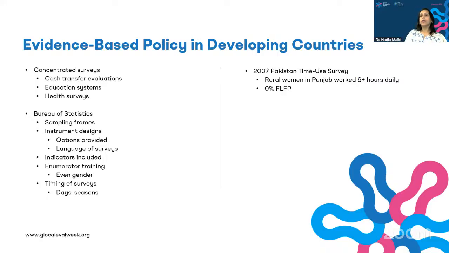Now, if you think about data in the developing country context, there are a lot of surveys being fielded. You have the Demographic and Health Surveys, which unfortunately, given the most recent budget cuts for USAID, have now been stopped. You have a lot of concentrated surveys. Any country, be it Mexico, Bolivia, Pakistan, or Bangladesh, that has cash transfers is seeing evaluations of those cash transfers done. You have health surveys, education surveys, and EMIS systems as well in place.